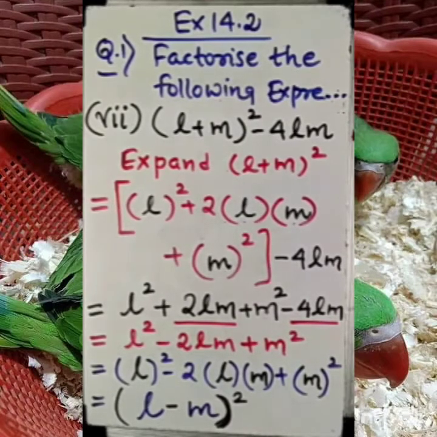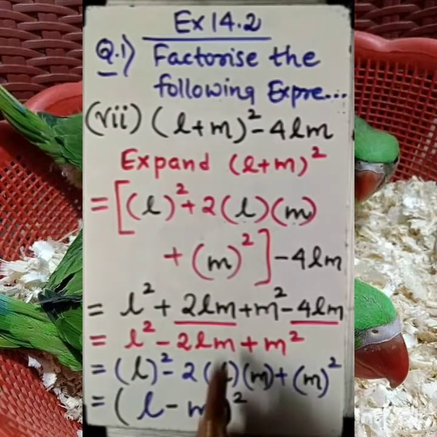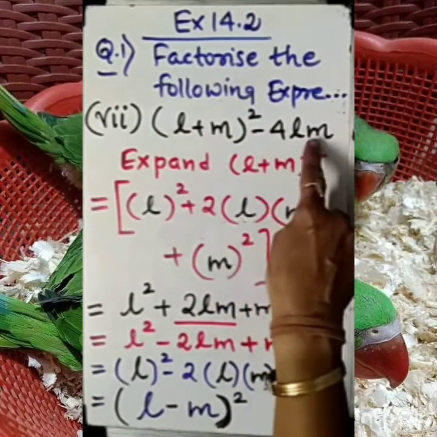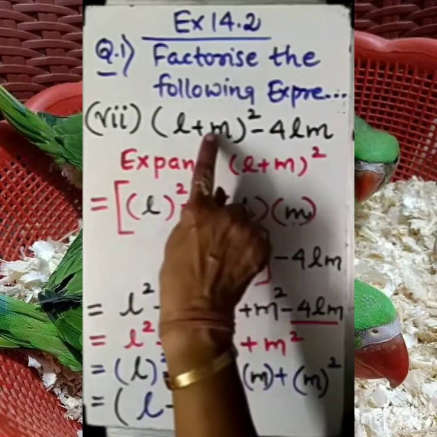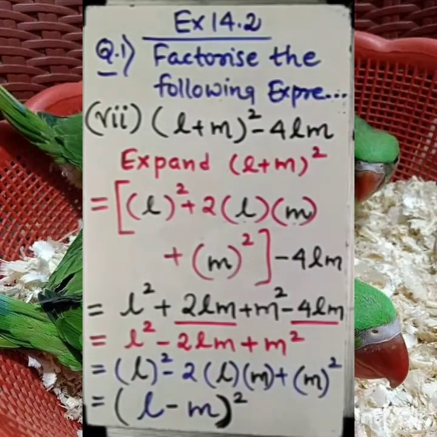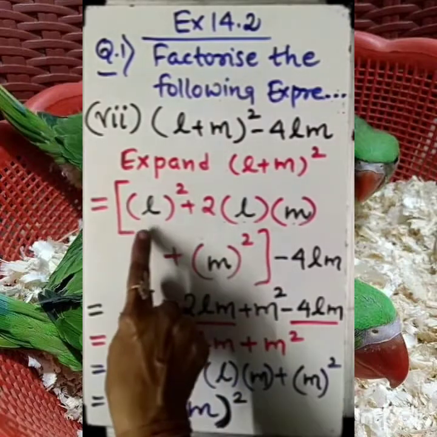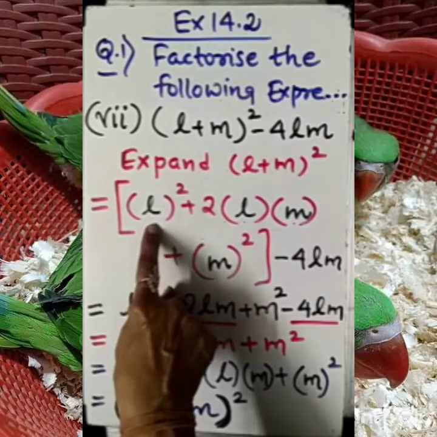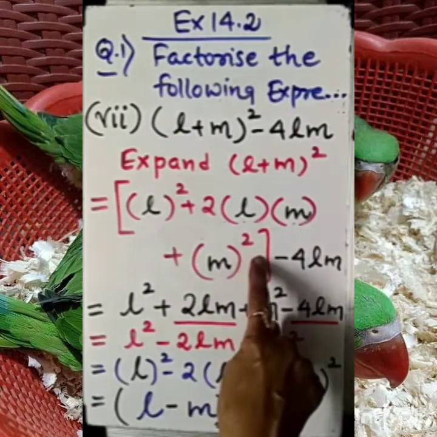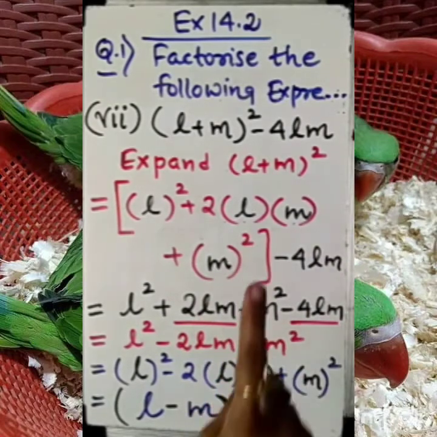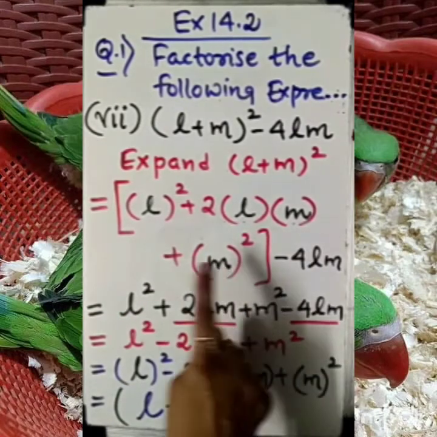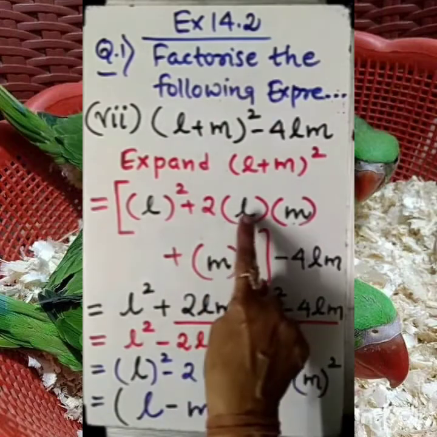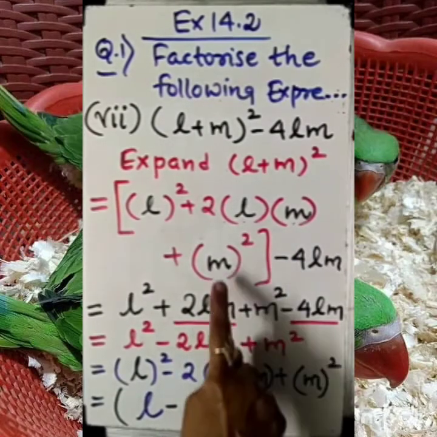Look at your screen. The seventh is different from the other questions. We are given (l plus m) whole square minus 4lm. Got it? Now, first what we are going to do: let's expand (l plus m) as we did in chapter 9. So dear student, here we need to use a square plus 2ab plus b square, the first identity. Here a means l, b means m. So l square plus 2 into l into m is 2lm, plus m square.